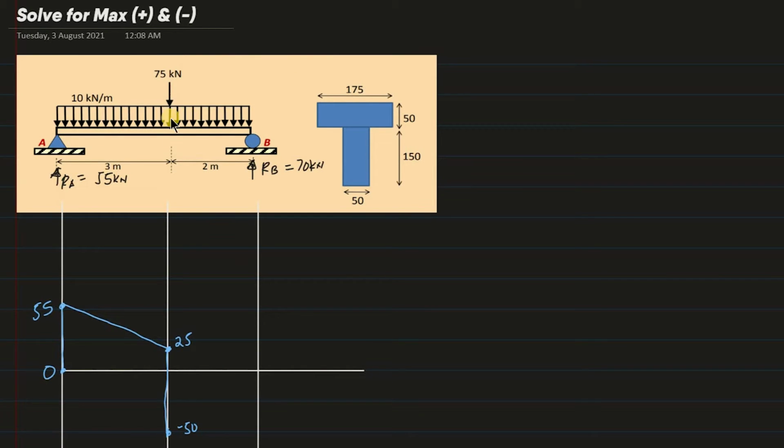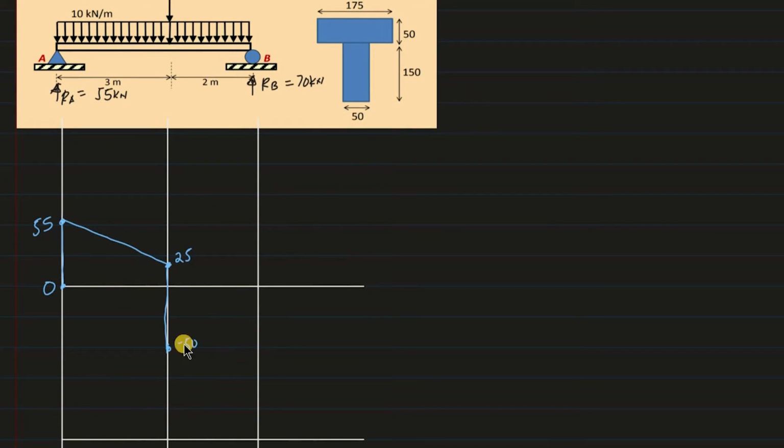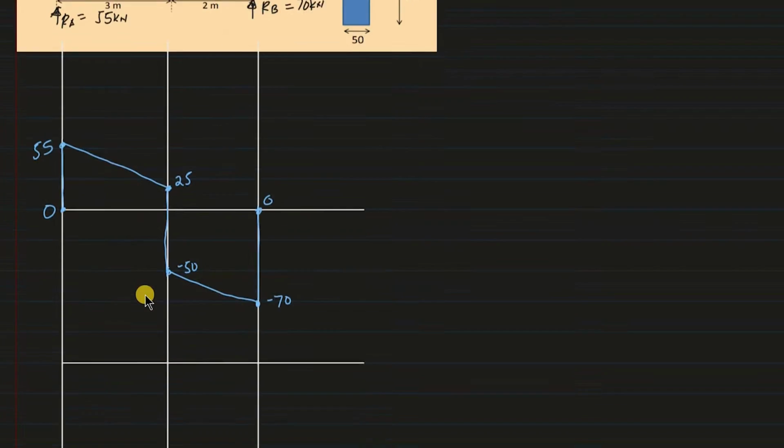Ang area niyan would be equal to 10 times 2, which is equal to 20. And since pababa, we will subtract that to our existing value. So, negative 50 minus 20 is negative 70. Let's say, andito yan. And then, connect that via first degree line. And then, at point B, meron tayong RB, which is a value of 70 kilonewton pataas. So, magka-cancel yan. Magiging 0 na. Okay? So, ito yung ating shear diagram, mga bis, no?